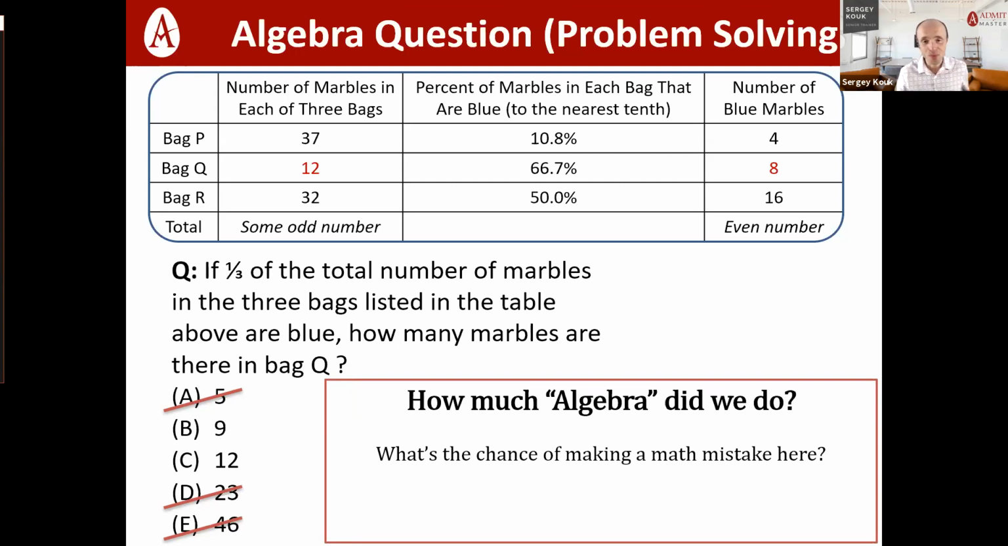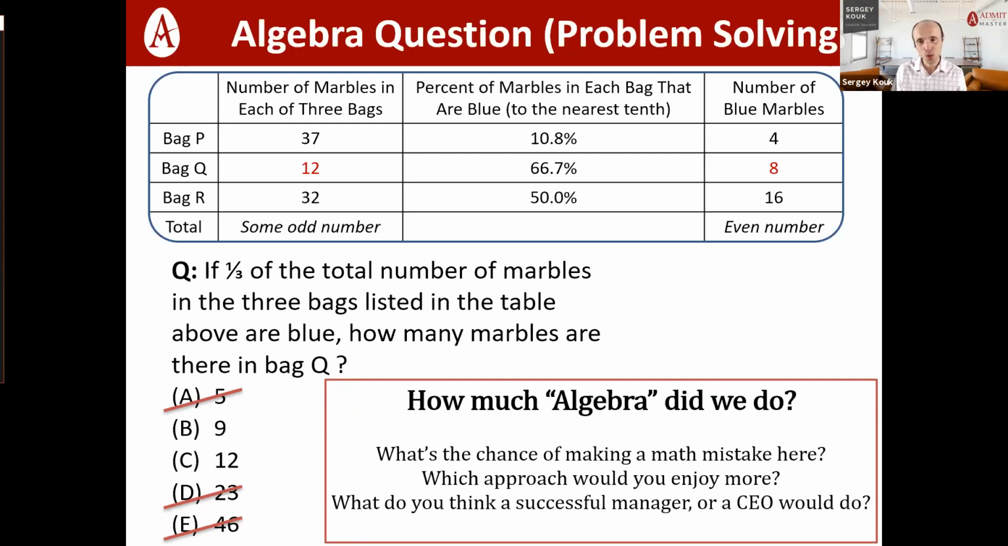And most importantly, which of these approaches would you enjoy more? Do you prefer to work hard, or do you prefer to work smart? And what do you think a successful manager or CEO would do? That's kind of an obvious answer. Now we keep talking about this thinking like a CEO. So let's do another question.